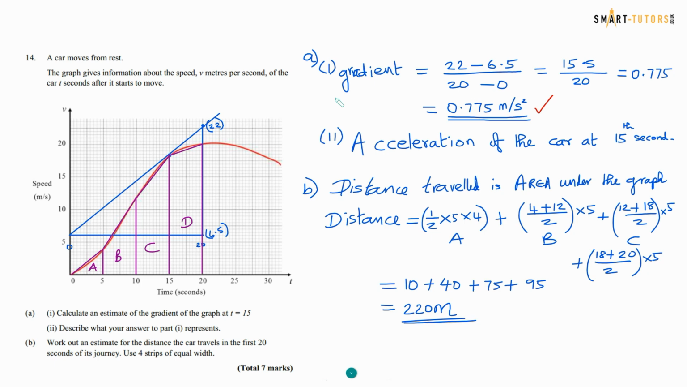Part B, work out an estimate for the distance the car travels in the first 20 seconds of the journey. So for the first 20 seconds of the journey, you divide the section into 4 parts. In the 4 parts, the first one is a triangle, the second one is a trapezium, again a trapezium, again a trapezium. So you find the individual areas. The area under the graph gives the distance traveled. So you find the area and find the distance. The answer is 220 meters.